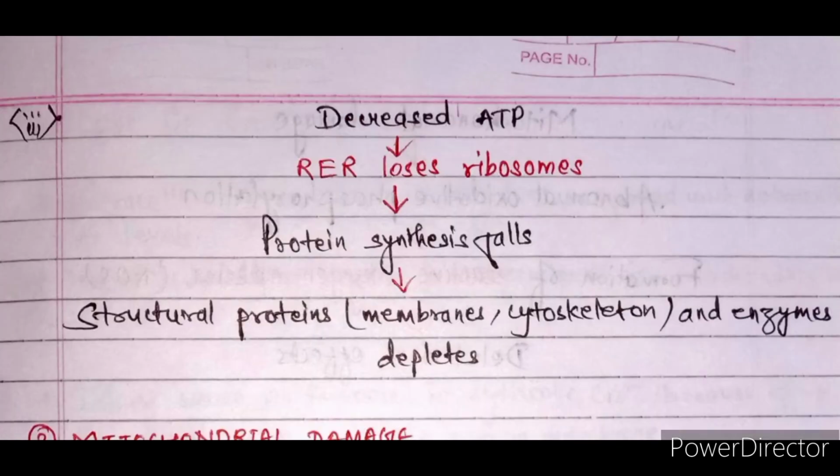Now the third story was about endoplasmic reticulum. So due to decreased ATP, the ribosomes will be detached from the rough endoplasmic reticulum. Ultimately, the rough endoplasmic reticulum will lose the ribosomes, and due to decrease in the ribosomes, there will be decrease in the formation of proteins, that is, protein synthesis falls, due to which the structural proteins, that is membranes and cytoskeleton, and enzymes will deplete and finally the cell will die. So this is all about the three stories related to ATP depletion.